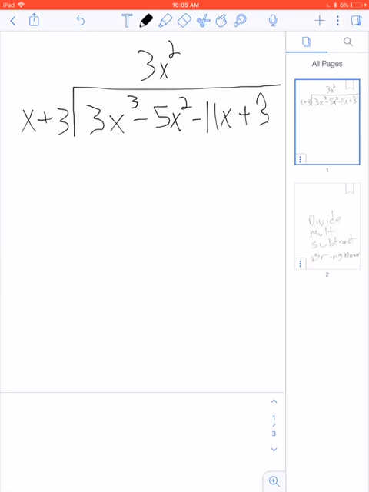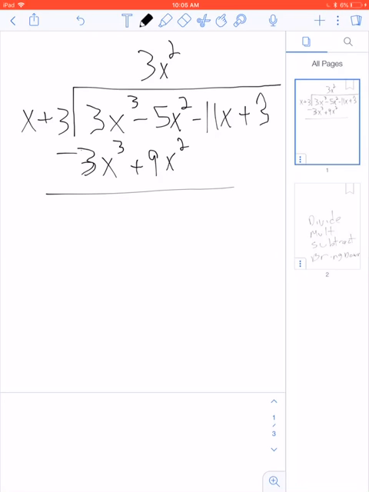After we have done the division, we have to multiply through. So I have 3x squared times x is 3x cubed. And 3x squared times 3 is positive 9x squared. And now I have to go to step 3, which is subtract.